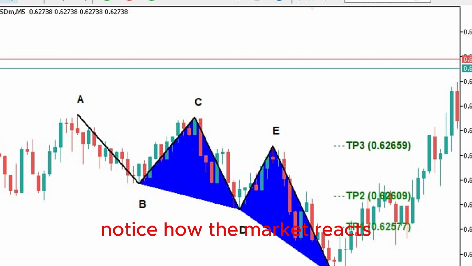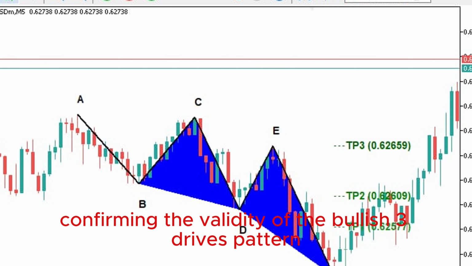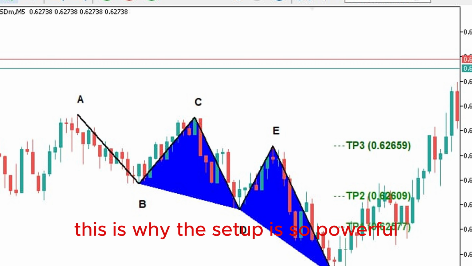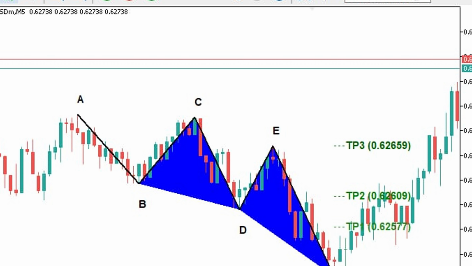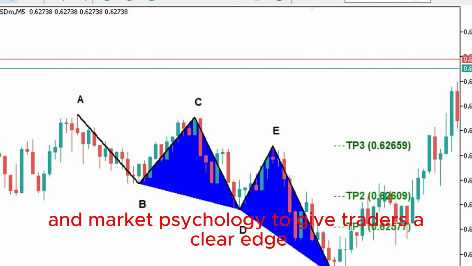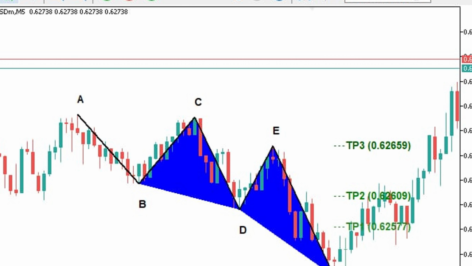Notice how the market reacts right after the third drive. It reverses strongly upward, confirming the validity of the bullish 3 drives pattern. This is why the setup is so powerful. It combines price symmetry, Fibonacci ratios, and market psychology to give traders a clear edge.